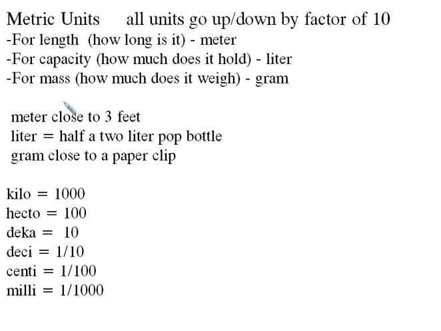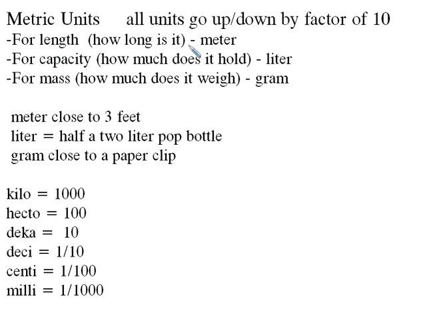Because the great thing about the metric units is that each of the things goes up by 10 each time. So it makes it very easy to calculate when you change things from one to another. And there's three main things that metric units measure that we need to be concerned about. The first thing is length, how long something is. Second thing is capacity, how much does it hold, and mass, how much does it weigh.